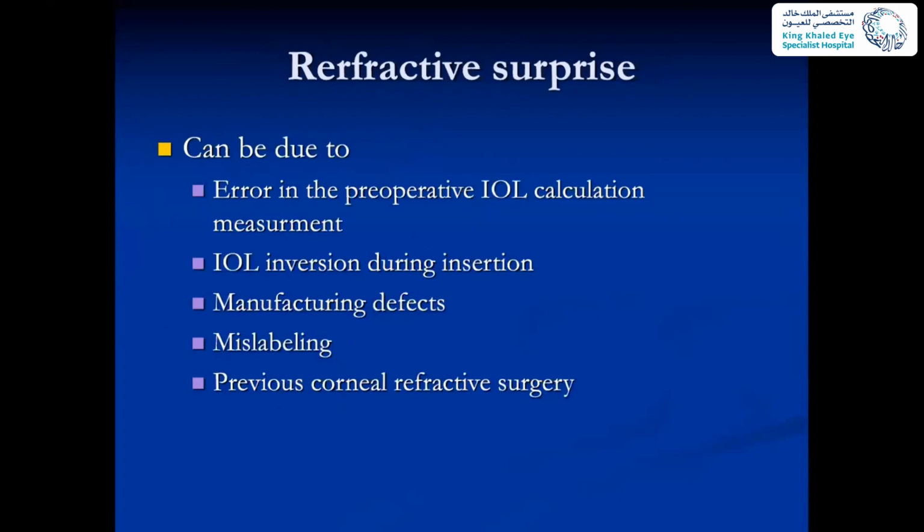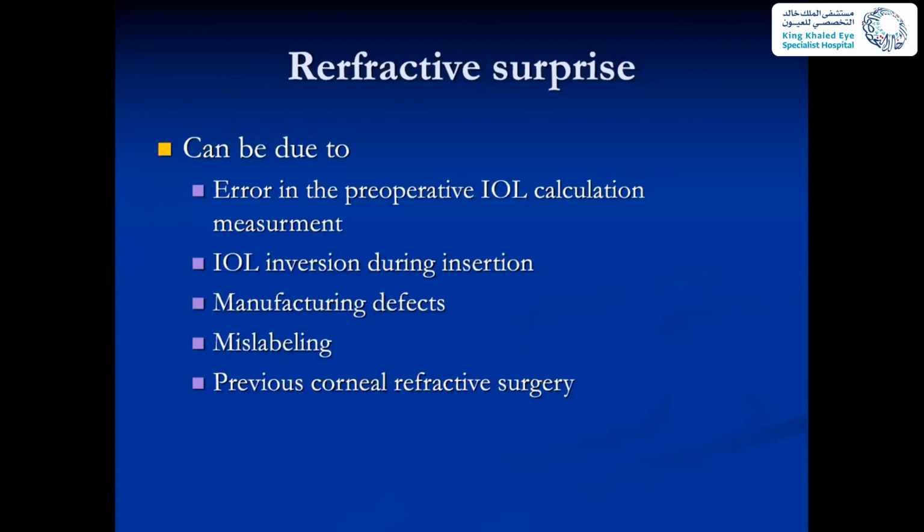Refractive surprise can be due to error in preoperative IOL calculation. Back in the days we used A-scan, in which we have to touch the cornea with the A-scan probe, and if we are not careful enough and we indent the cornea during the A-scan procedure, we can end up with the wrong axial length, and this put into the formula gives us the wrong IOL. It can give us a refractive surprise afterwards. So the patient, instead of being emmetropic as we planned, you find him to have high myopia or high hyperopia.